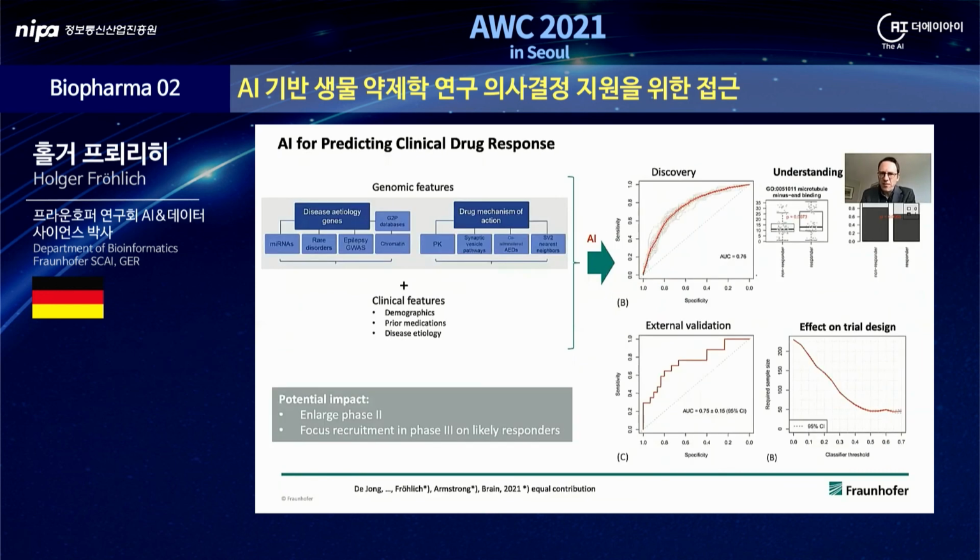The final step of our strategy is the development of AI models for predicting the clinical response to a given drug. For this purpose, we have developed an AI approach that integrates genomic and clinical data of an individual patient. Regarding genomic data, we focus on the disease etiology as well as drug mechanism of action. Based on this knowledge-driven approach, we can handle even whole genome sequencing data for only a few hundred patients.